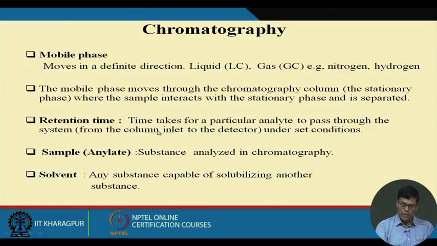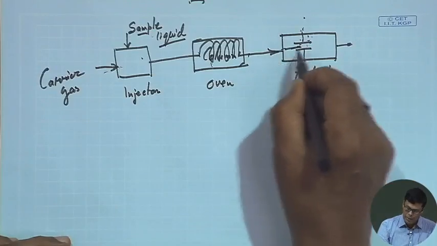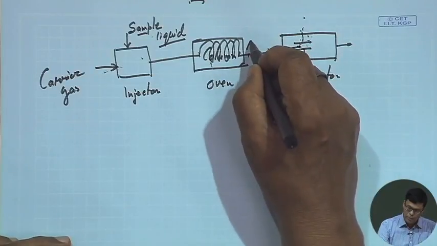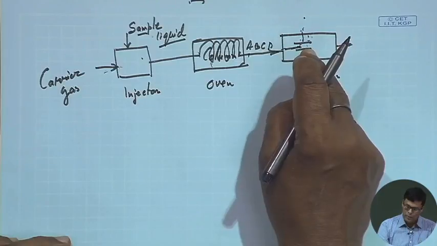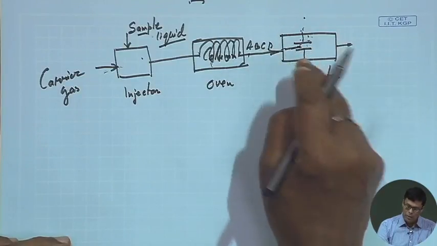It is the time required to separate, because when the sample is coming here, suppose the sample contains A, B, C, D different components. First A suppose is coming, then B will come.